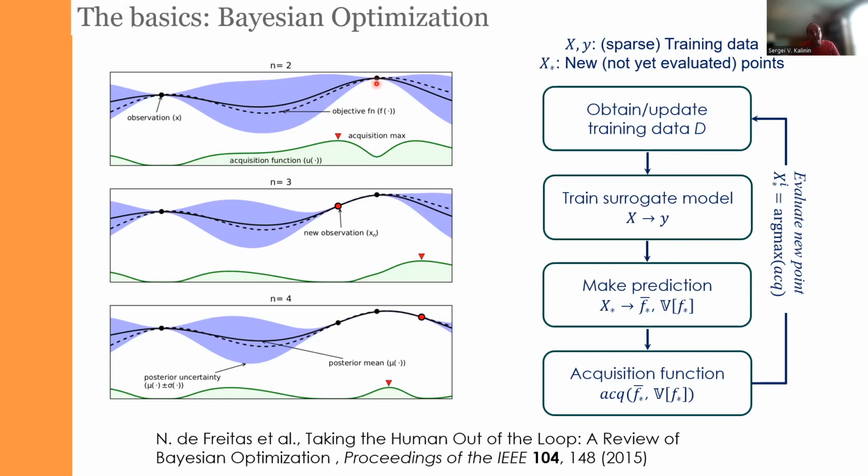Then we do the measurements in the location of the maximum of the acquisition function, and then we repeat the process. We reconstruct our function again. We calculate our uncertainties again. We recalculate the acquisition function. We do the measurement at the maximum of the acquisition function. So this is the cycle of the Gaussian processes, of the Bayesian optimization.